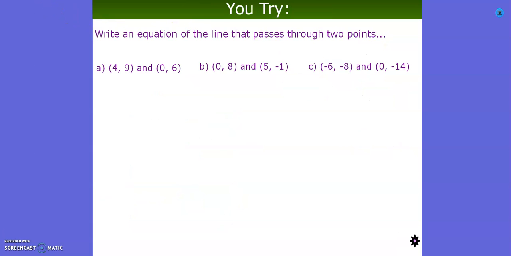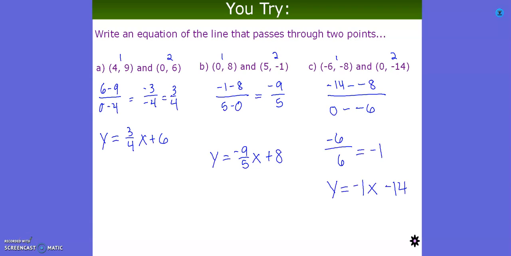Go ahead and pause the video and you try. All right, so we first have to calculate our slopes. So I did that for the first one. I got a positive 3/4, especially when I simplified those double negatives. And here's my y-intercept. So my equation is y equals 3/4 x plus 6.